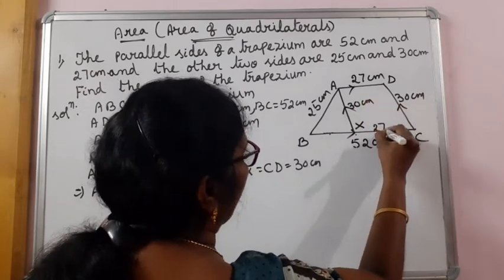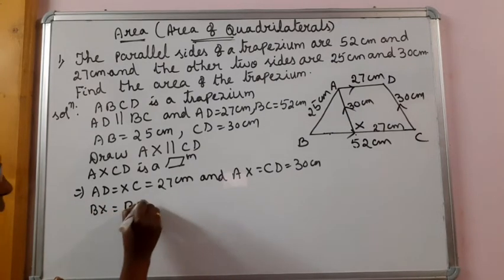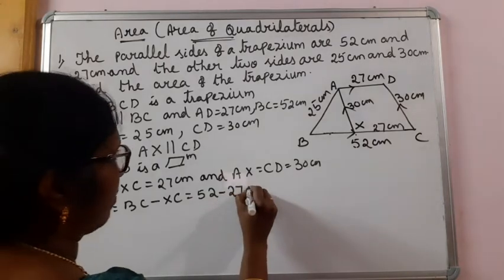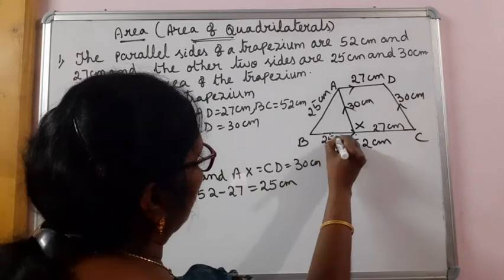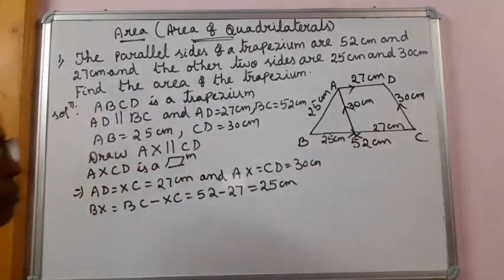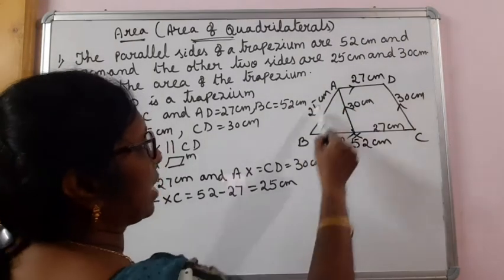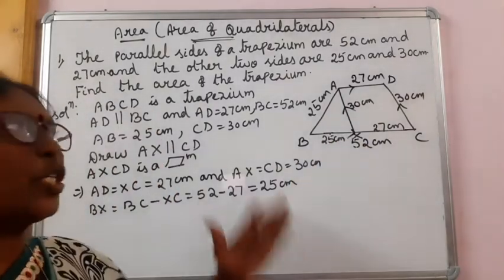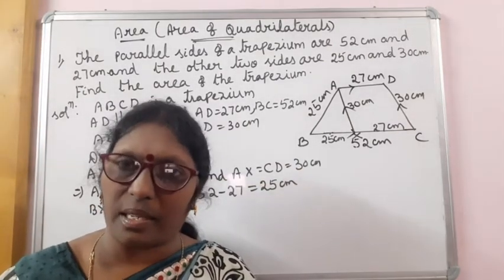This is 27 cm. Then BX will be BC minus XC, that is 52 minus 27, that gives you 25 cm. So this BX will be 25 cm. Let me write X here. Now we can see that ABX is a triangle in which the three sides are known to us. So we can find the area of a triangle when you know the three sides.